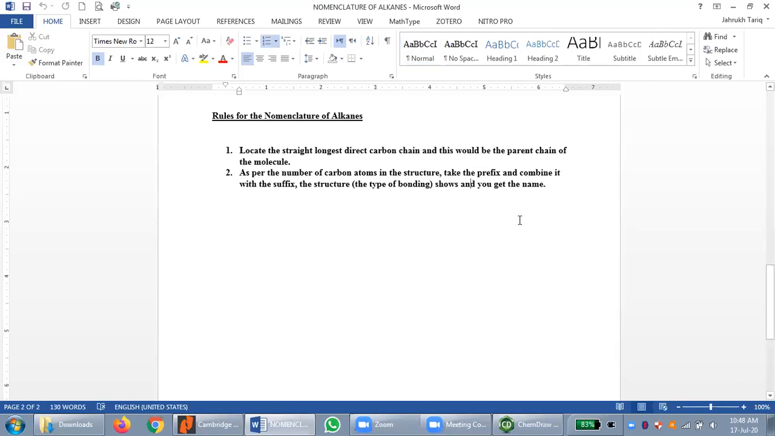Moving on, today we're going to go with the third point. For branch chain structures, the carbon atoms are numbered, and the numbering may start from either side, which means you may start numbering from left or from right or from top or from bottom. You can start it from any side, but there is a rule to it.